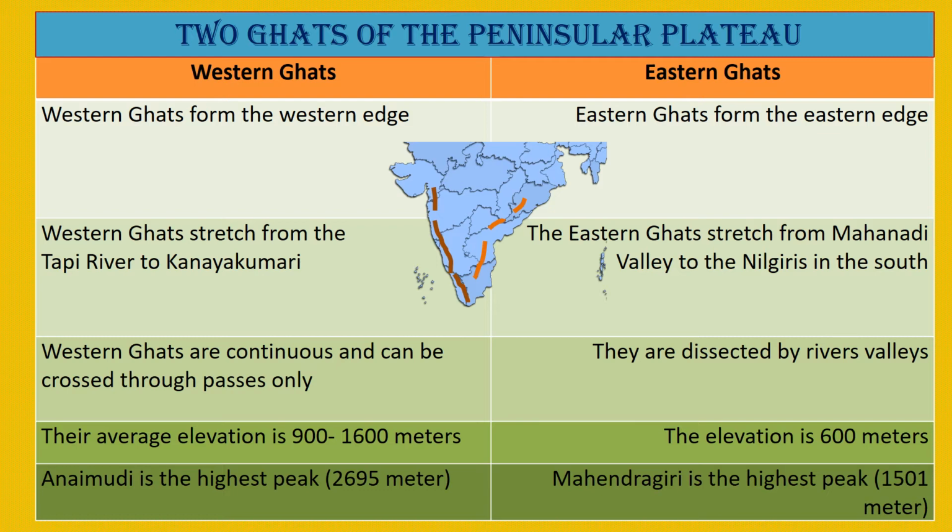The eastern ghats are dissected because there are many rivers which are flowing through the region and those rivers have formed wide valleys in the area. The average height of western ghats is between 900 to 1600 meters and of the eastern ghats it is 600 meters. Anaimudi is the highest peak of the western ghats and Mahendragiri is the highest peak of the eastern ghats.